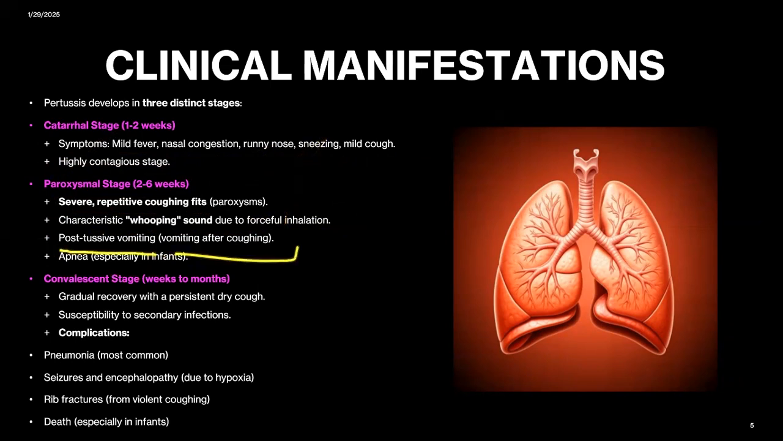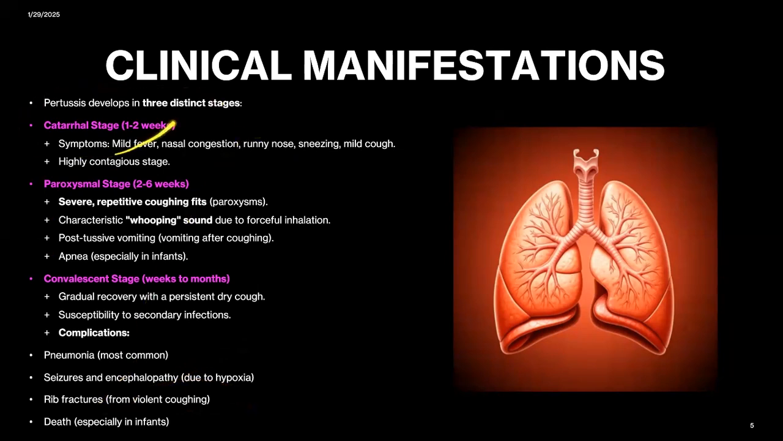Post-tussive vomiting after the coughing is also a feature of this stage. Apnea, especially in infants. Then the convalescent stage, lasting weeks to months: gradual recovery with a persistent dry cough. That is the recovery phase, but patients are susceptible to secondary infections. Next, what complications can you see in Bordetella? First is pneumonia, which is the most common. Second are seizures, encephalopathy due to hypoxia, rib fractures due to violent coughing, and death, especially in infants.